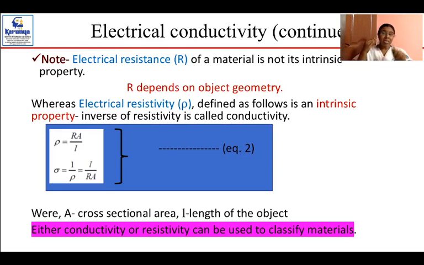So, this resistance R of the material is not its intrinsic property. Resistance R varies based on the object geometry. There is another one, which is electrical resistivity rho, which is an intrinsic property. Now, how is this electrical resistivity related to the resistance of a material? That is given in equation 2.